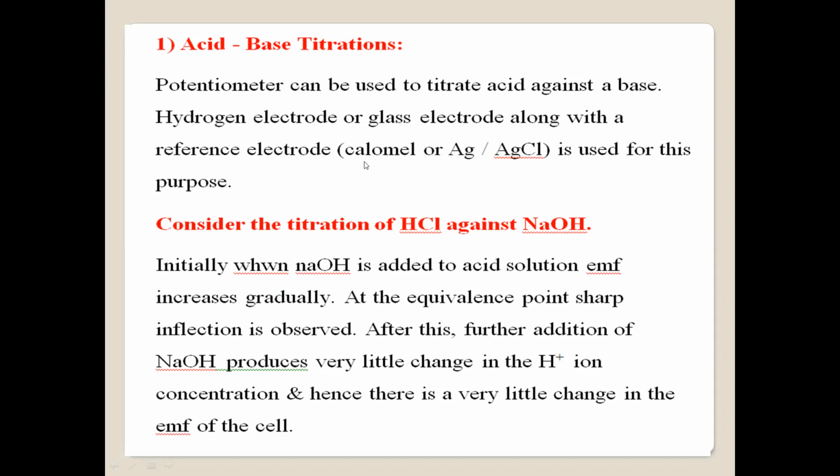A calomel electrode or silver chloride electrode is used for this purpose. So in acid-base titration, acid is titrated against base, and a hydrogen electrode or glass electrode is connected with a reference electrode, for example the calomel electrode. Now consider the titration of HCl against NaOH.